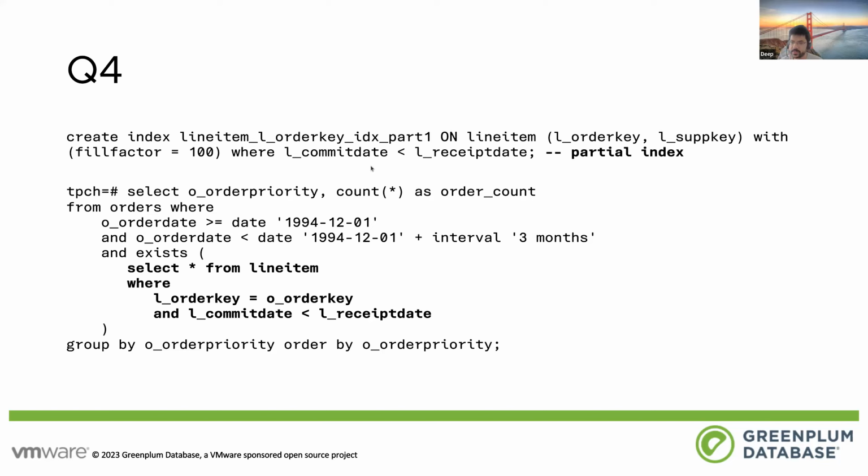So what we do is we create a composite index as well as a partial index. This is a partial index, as you can see, with the little condition here. And this is the part of the query that we're trying to optimize with an index-only scan. So let's look at the query.